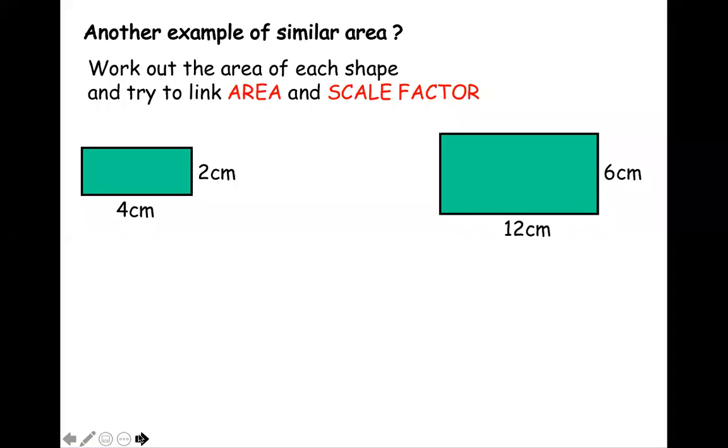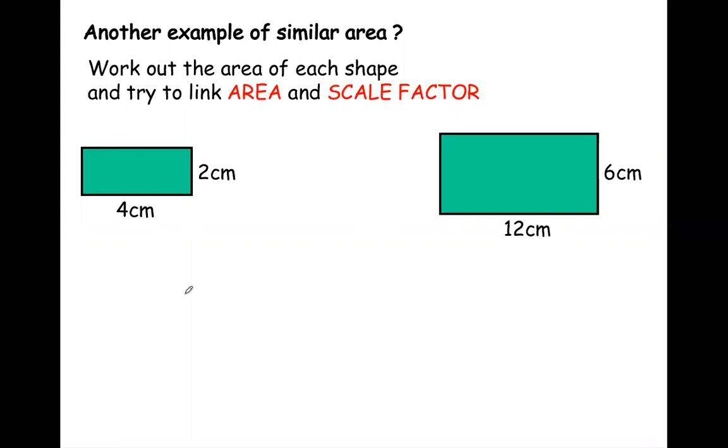So let's have a look here. Work out the area of each shape and try to link area. So I've got a 4, 2, and a 12 and a 6. So the enlargement scaling factor here is 6 divided by 2, which is 3. So times by 3 both sides.